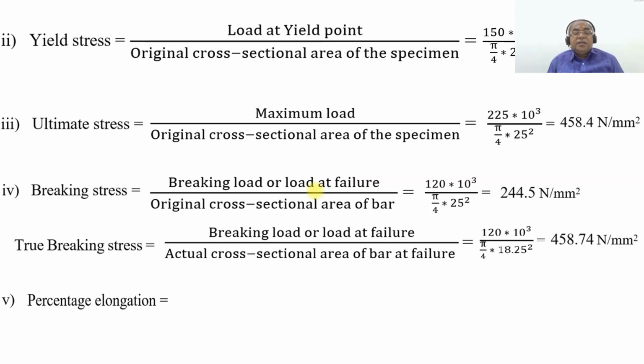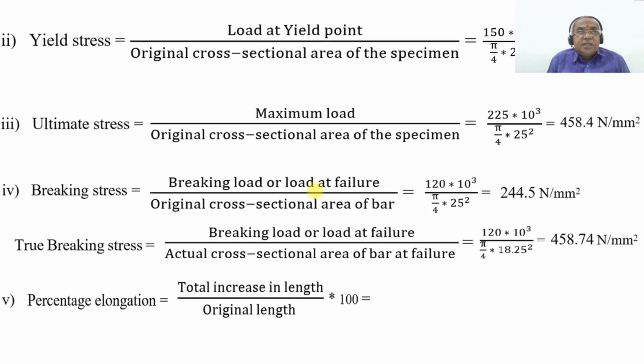See, the percentage elongation is the total increase in length divided by the original length into 100, which is in the percentage. So what is the total increase in length? 275 minus 200 divided by 200 into 100. So on simplification, you are going to get it as 37.5%.